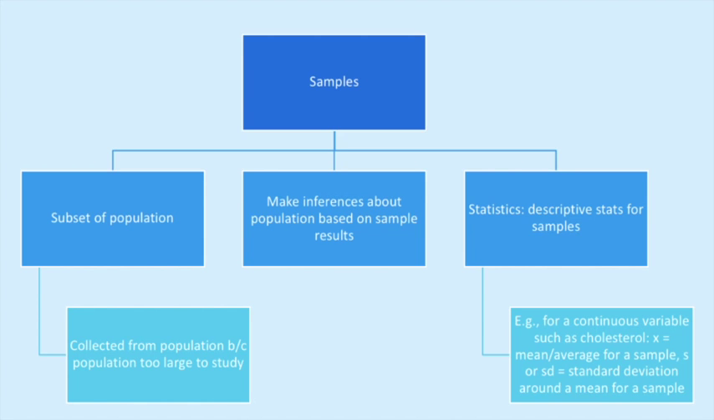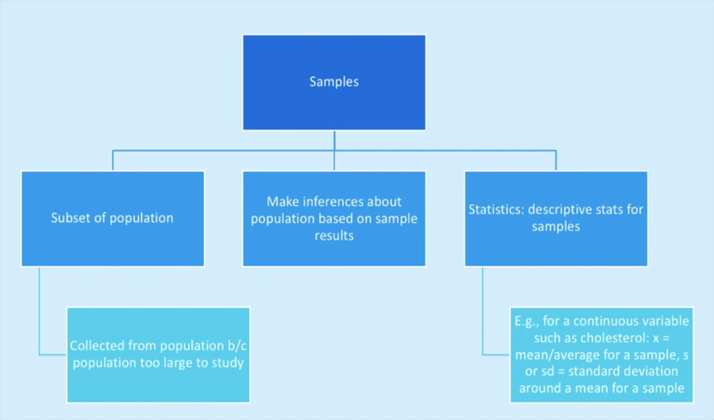Next, a similar breakdown for samples. So a sample is the subset of the population. It's collected from the population because the population is either too large to study or it's hard to get information from everybody in the population. Samples allow us to make inferences about the population based on the results of the sample.